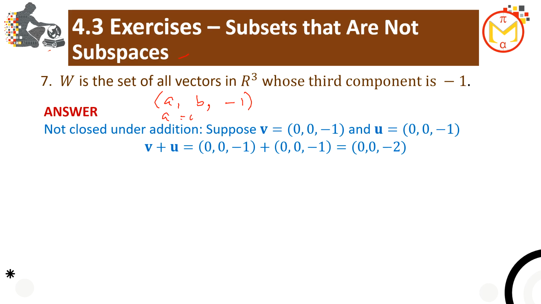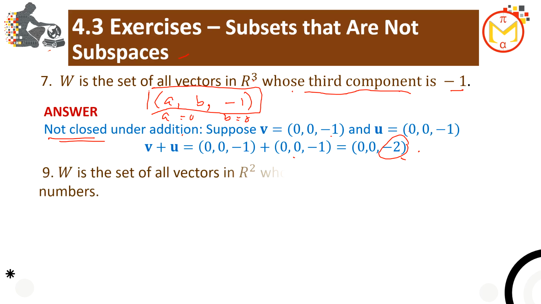If A is 0 and B is 0, the one being described here is the set of all vectors in R cubed whose third component is -1. So I can represent the first component as A, the second component as B, and the third component is -1. If A is 0, B is 0, which is the example here, and we do addition, this will become -2. It says here the third component must be -1. So it is not closed under addition because it becomes -2. So this one is not a subspace.